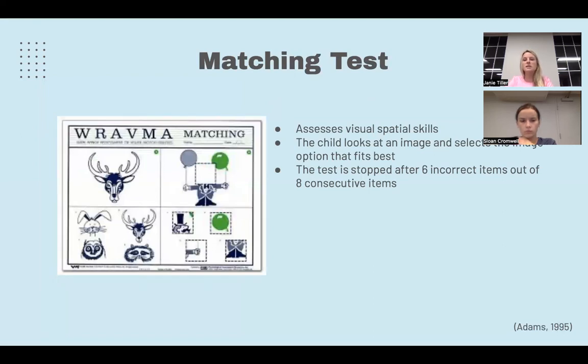So this is stopped after 6 incorrect items out of the 8. And you'll be able to see a little bit more clearly on the scoring manual how this is done. But we'll get to that in just a little bit.